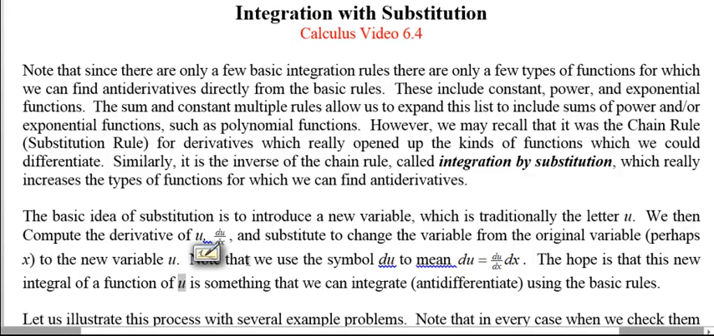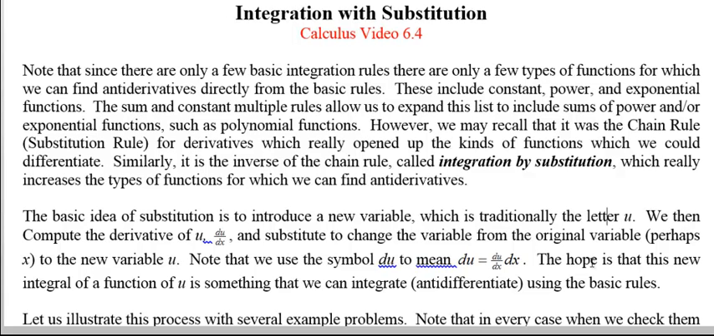The basic idea of substitution is to introduce a new variable, which is traditionally the letter u, and then we compute the derivative of u, du over dx, and substitute to change the variable from the original variable, say x, so that now we turn it all into u's. We also have to be sure that we substitute to get rid of the dx in the original problem and put it in terms of du.